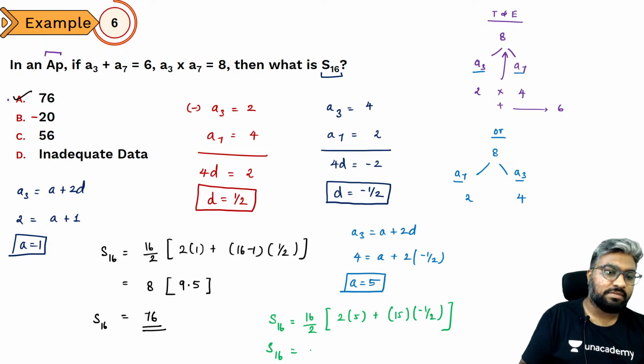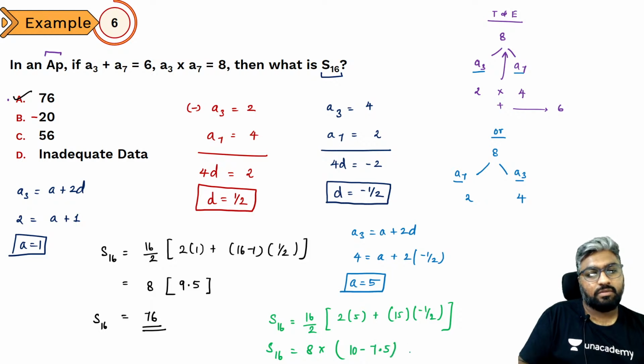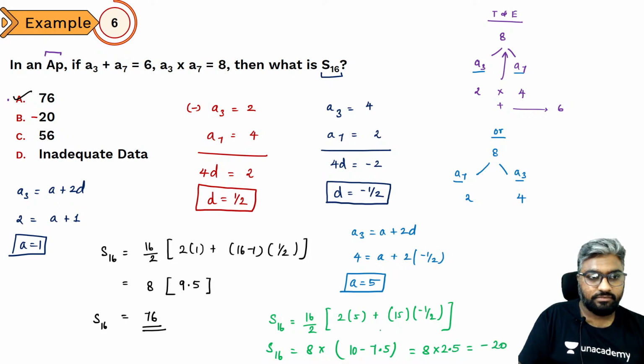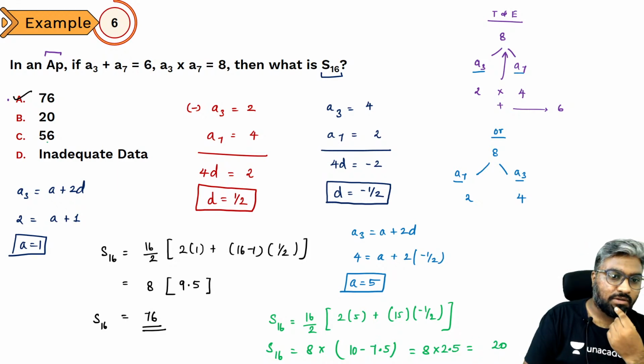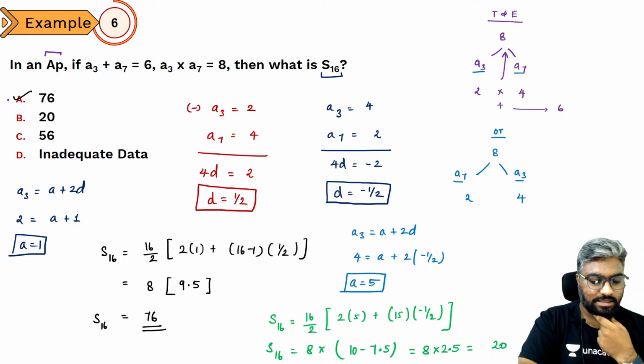So sum of 16 terms is what? 8 into 10 minus 7.5, which is 8 into 2.5, minus 20? Minus 2.5, no? Plus 20. Supposed to be plus 20 only, not minus 20. Correct है, plus 20. ठीक है.